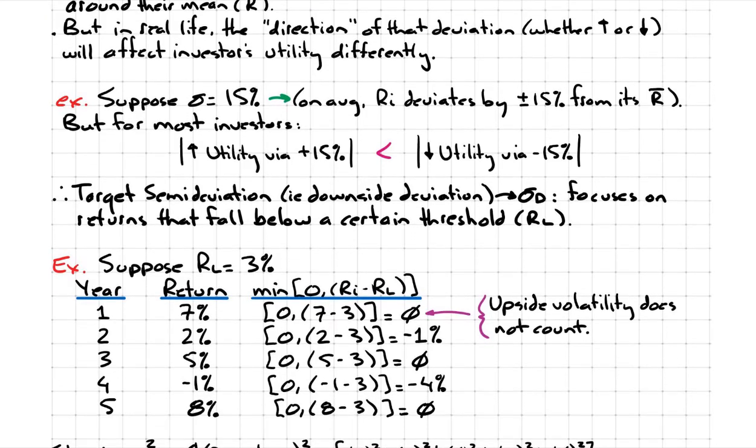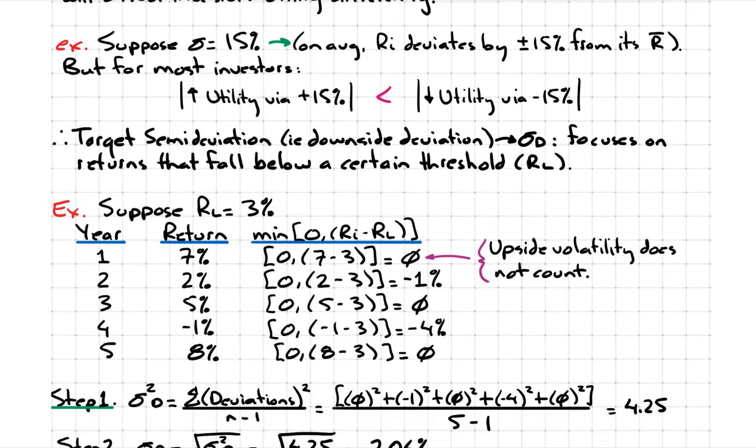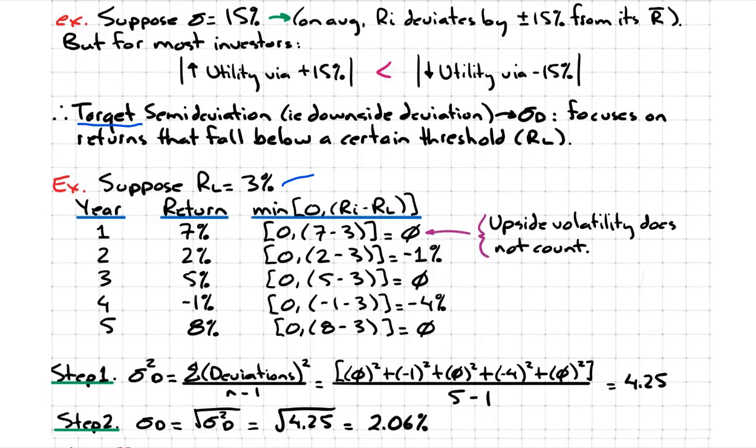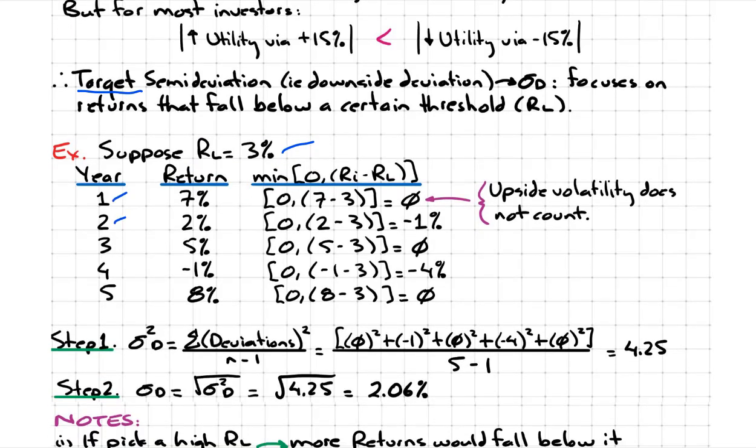So let's have a look at an example. Suppose that the lowest acceptable level of return is 3%. You can pick any threshold in order to calculate the target semi-deviation. The other way you can interpret the 3% is that it's the target, the return below which we don't want to see our portfolio returns fall. Let's just suppose that we're looking at data over the last 5 years, and here are the return figures over the last 5 years.